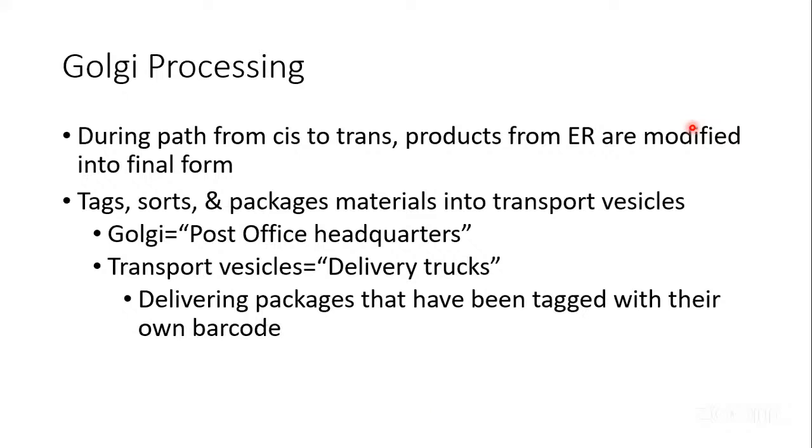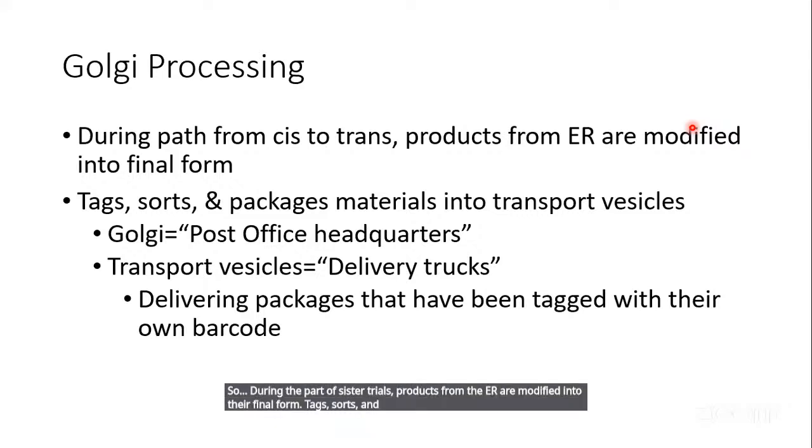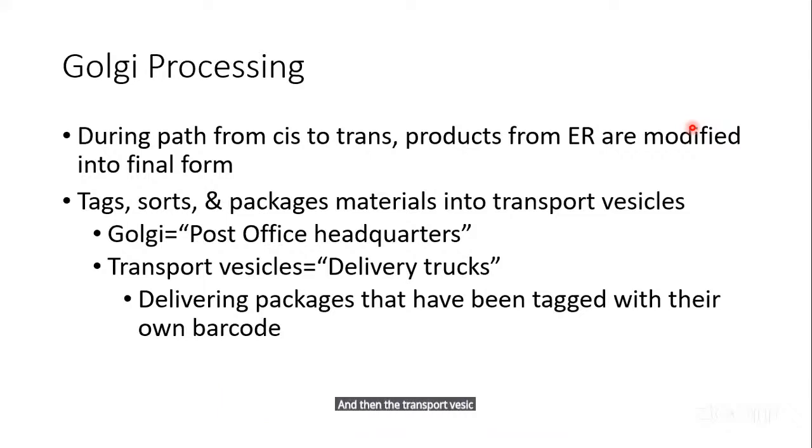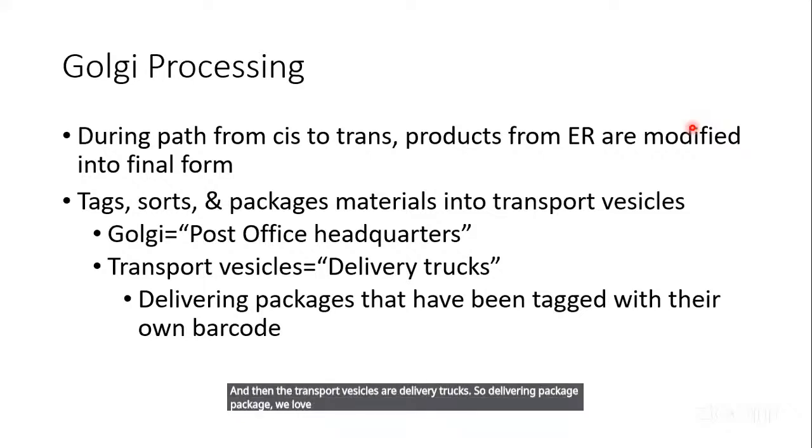So during the path from cis to trans, products from the ER are modified into their final form. Tags, salts, and packaged materials are put into transport vesicles. So the Golgi can be regarded as the general post office headquarters. And then the transport vesicles are delivery trucks. So a delivery package will have stamps or barcodes on it, and so the delivery trucks know where to send those packages.